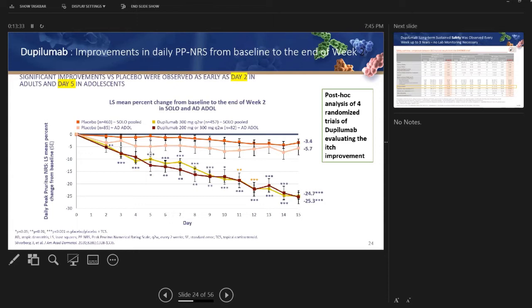You can see a dramatic improvement in the first 2 weeks, and you can see the good results that last for a long time in those patients. So this is one of the studies that shows that there is a dramatic improvement from as early as day 2 in children and day 5 in adults, day 2 in adults and day 5 in adolescents.